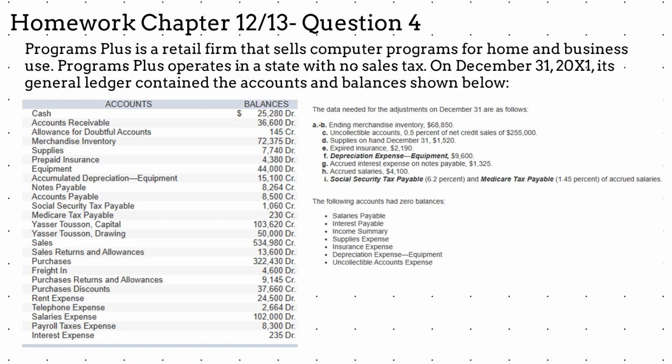Let's now move on to question 4. Programs Plus is a retail firm that sells computer programs for home and business use. Programs Plus operates in a state with no sales tax. There are 9 adjustments we need to record and then prepare classified financial statements.